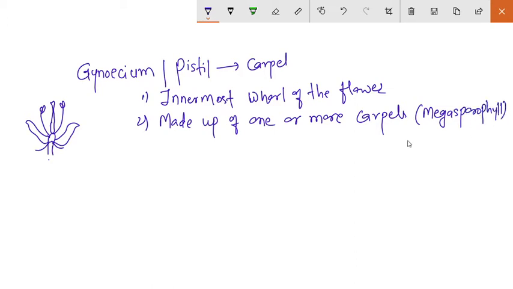It is also known as megasporophyll. So the carpel is flask shaped, and it is differentiated into different structures.